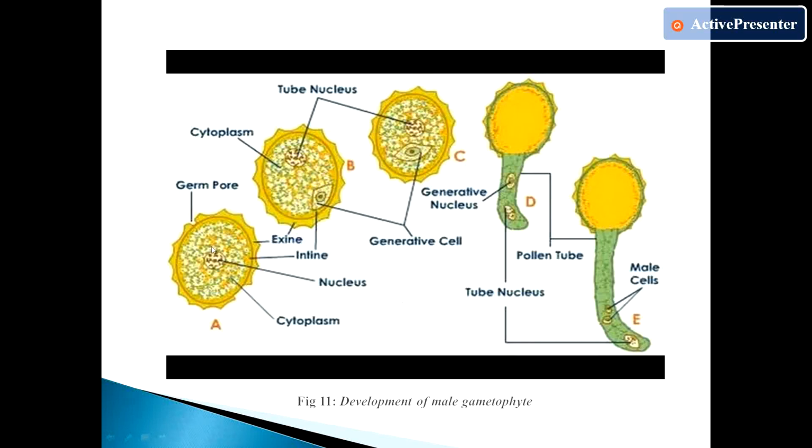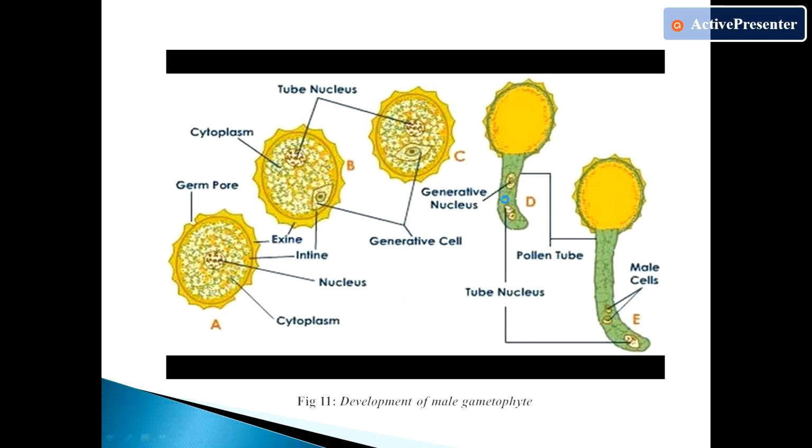So from a single cell nucleus it becomes a double cell. At the time of dehiscence it will be a double cell structure, tube nucleus and a generative cell. And this generative cell divides into 2 male gametes, and the tube nucleus and the generative cell will come out along with the intine and form the pollen tube, and this pollen tube along with the male gametes is known as male gametophyte. Male gametes form from generative cells.